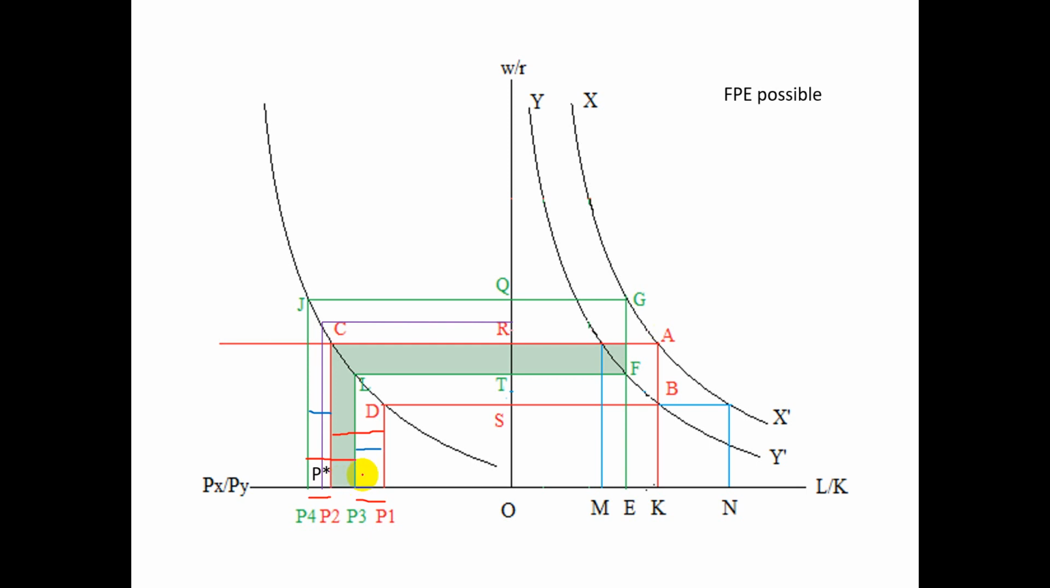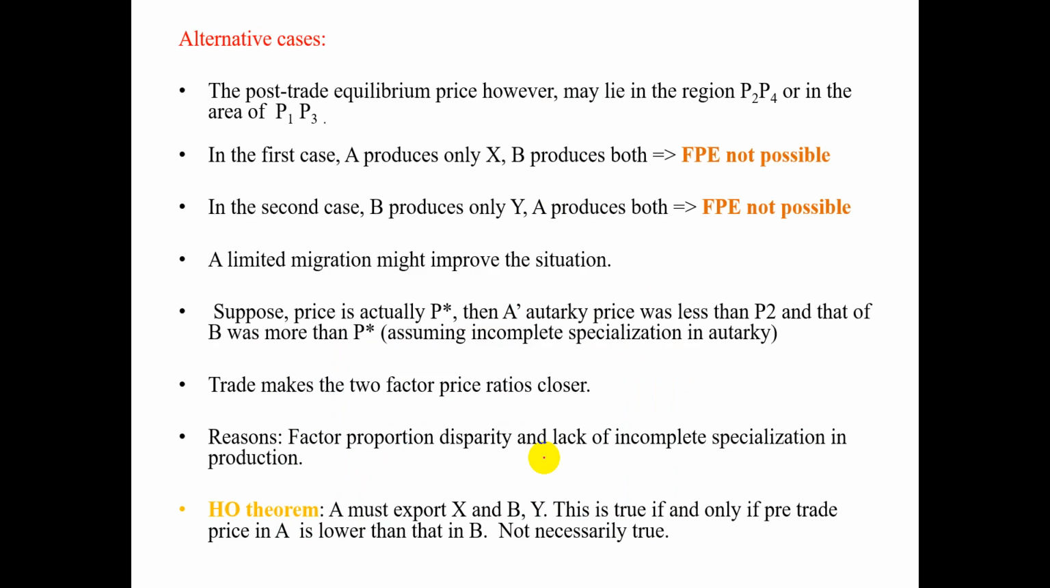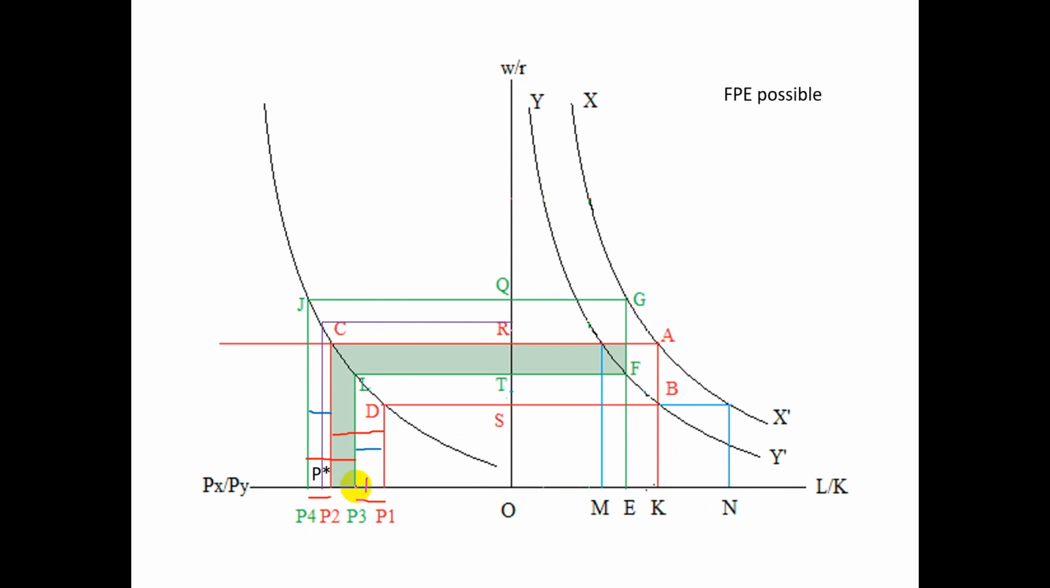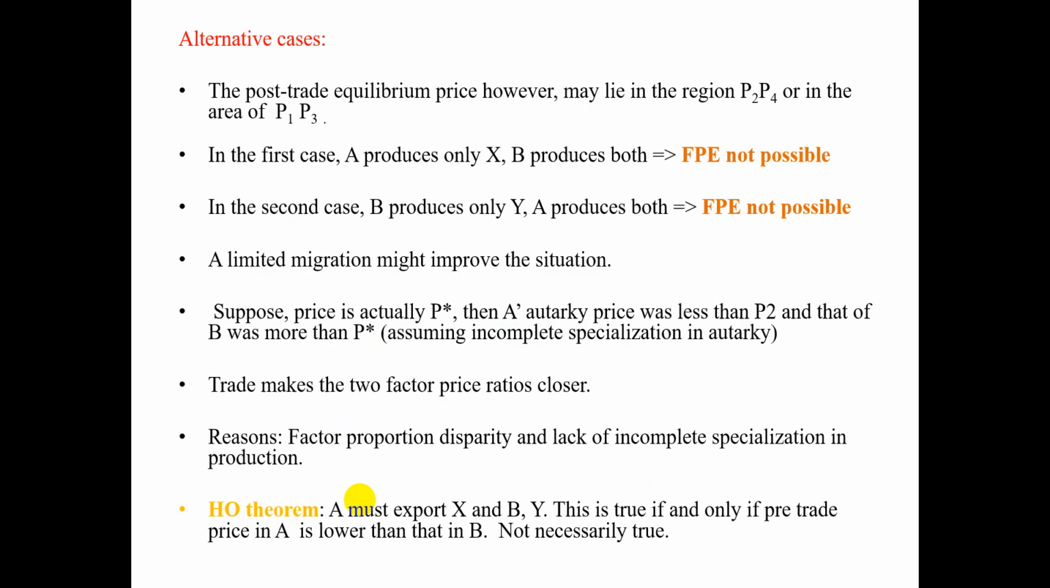But what about country B? This price, suppose it is here, this price is lying beyond its permissible zone. So then it will be producing only Y, as it is clear. So it is stopping here, so it will be producing only Y. So there will be incomplete specialization in country A but complete specialization in country B. So therefore FPA will not be possible because the assumption of incomplete specialization under free trade is violated.